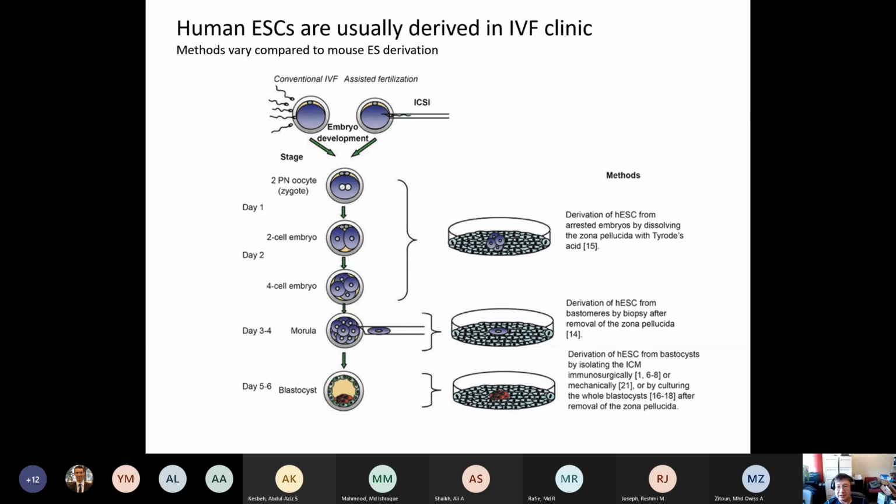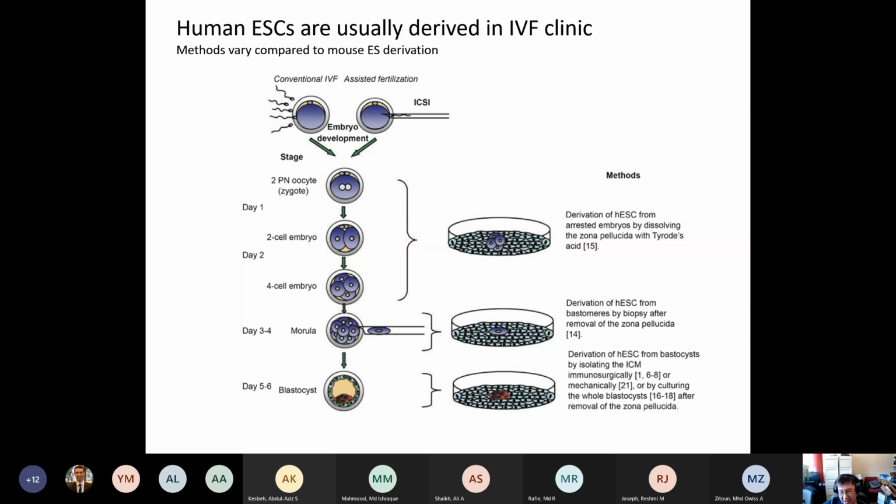In mouse, it's easy. You just flush out the blastocyst and you put them into culture. But apparently, that's not the same story that you are going to derive human embryonic stem cell. Nobody will allow you to flush out the embryo. It's just one embryo if it's already implanted. Nobody will allow you to do that. Not the parents, not the government. It's simply something you can't do to flush out like in mouse.